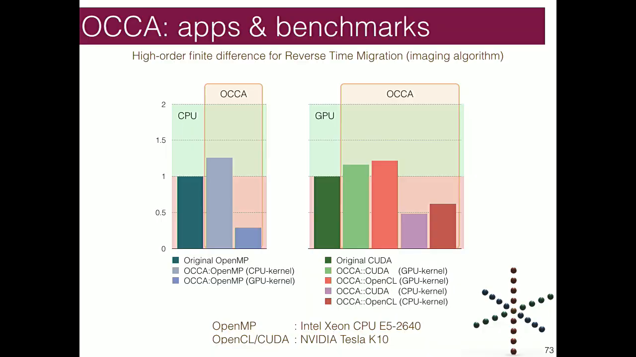So when I say don't worry about the details of whether it's going to be OpenCL, CUDA, or OpenMP, it's not that important with the Ocker package, because you can delay the decision till later. This is some relative performance of a strongly optimized high-order finite difference wave propagator. The native code written for CPU is the baseline on the left.